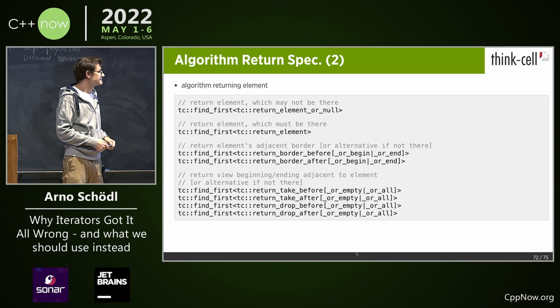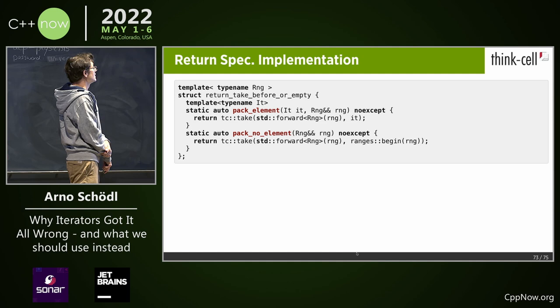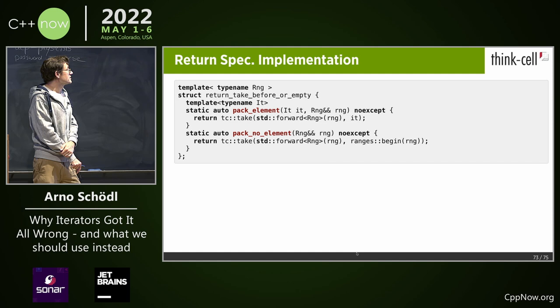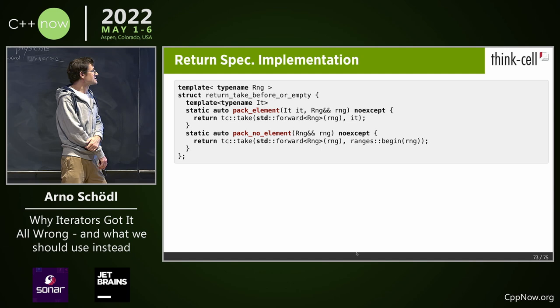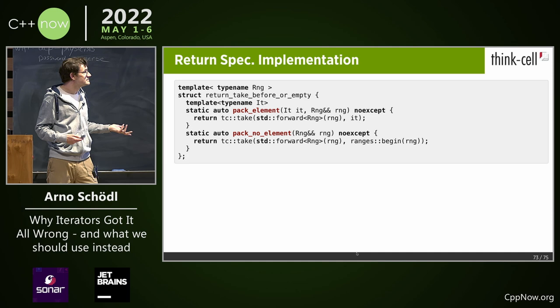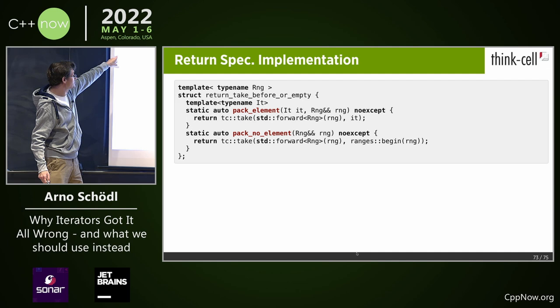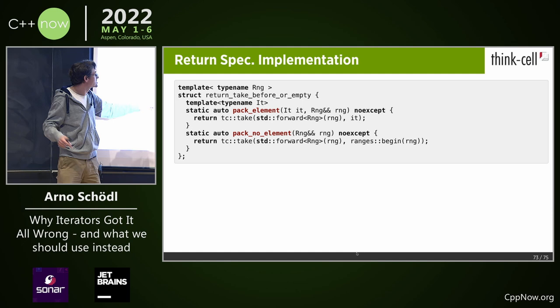Now this is how this is implemented. You essentially just have a template that has two variations: either the pack element or the pack no element. It passes in the iterator, or actually the element that you found, and the range again, and then it has to puzzle these two things together and return what the user specified. And these things always have a common return value. So if you pack no element and you take the whole range, then it's still a take, so you get a compatible type.